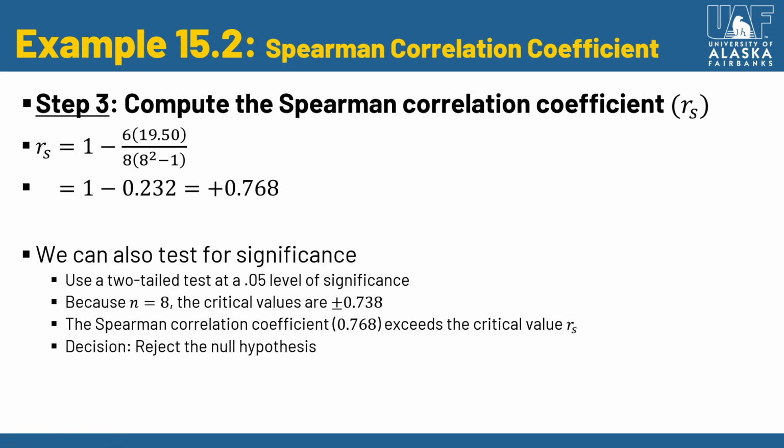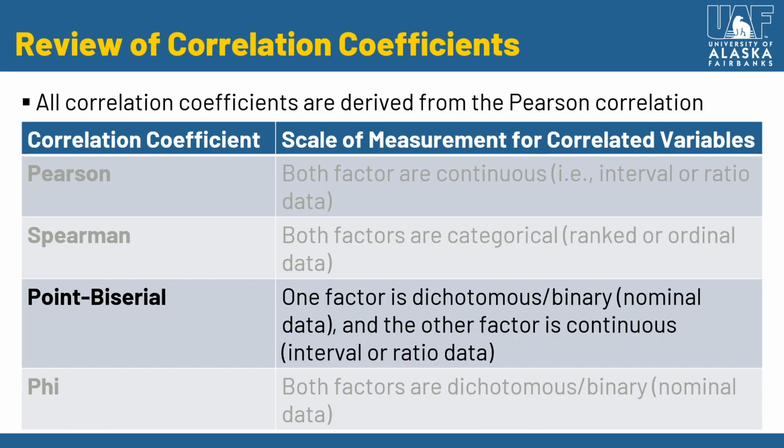Same thing, we can test for significance. And here, based on our critical values, we will reject the null. Right, so pretty straightforward. And you can see at this point that we're just plugging numbers into formulas as we've always done. So hopefully this is going to be easy for you.